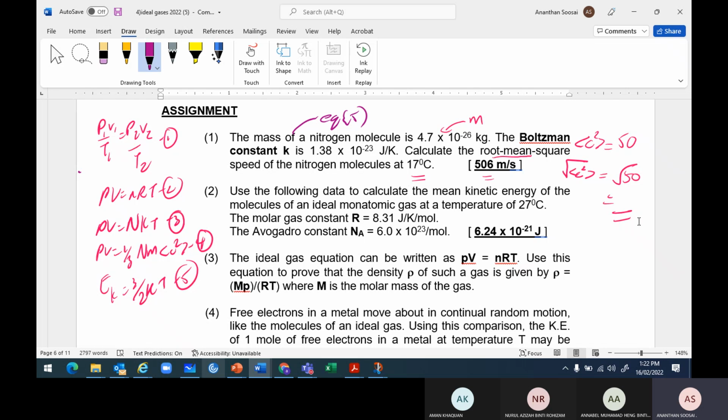Okay, I believe all of you got the answer for the second one: 6.24 times 10 to the power negative 21. Some got a slightly different answer. So 2 also uses 3 over 2 kT to find the kinetic energy of the particle. Those who are done with 2, go ahead with 3. 2 minutes. Okay, 2 is proving.